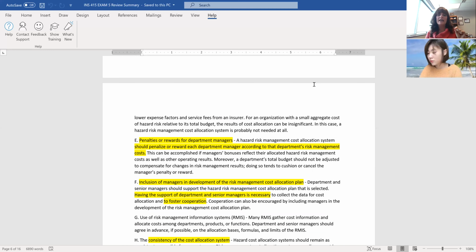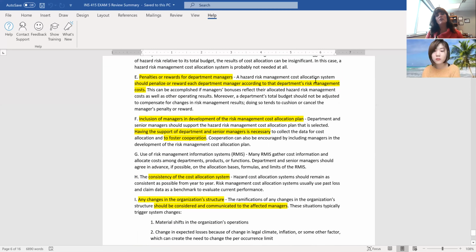Do you want to penalize or reward department managers for managing the risk? So if they do something and cause risk, do you want to penalize them, or do you want to reward them in some way by keeping their costs down? You definitely want to include operational managers in however you do it, because if they don't understand what they're getting charged, they will not understand what they need to do to keep their costs down, and it really helps that cooperation.